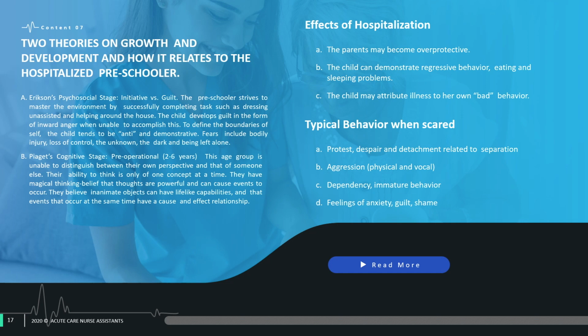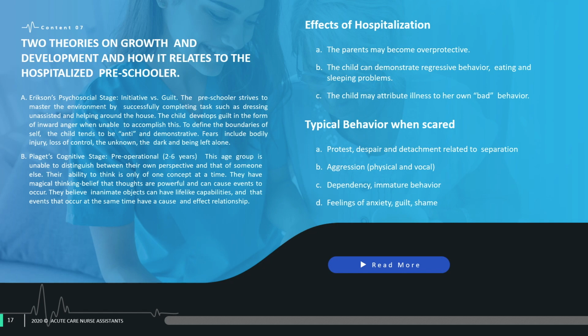Piaget's cognitive stage, pre-operational, 2 to 6 years. This age group is unable to distinguish between their own perspective and that of someone else. Their ability to think is only of one concept at a time. They have magical thinking, a belief that thoughts are powerful and can cause events to occur. They believe inanimate objects can have lifelike capabilities, and that events that occur at the same time have a cause and effect relationship.